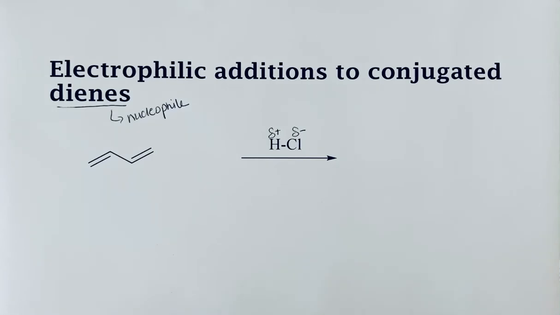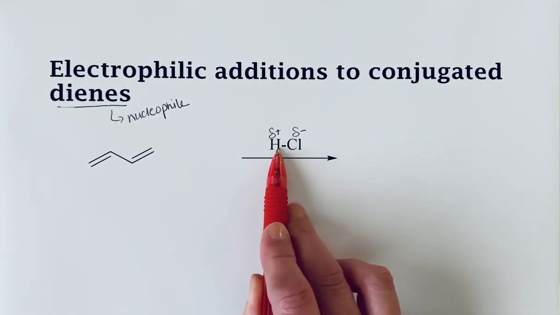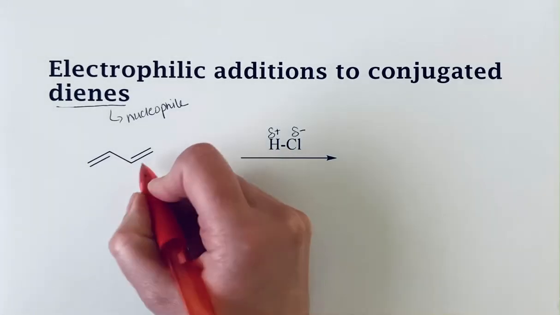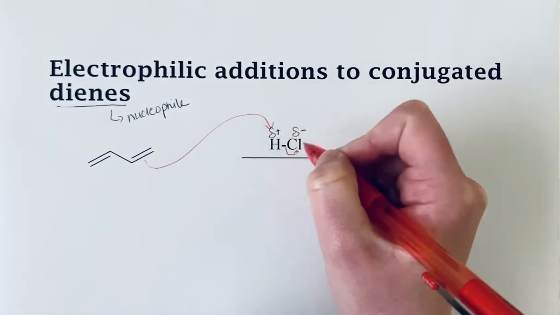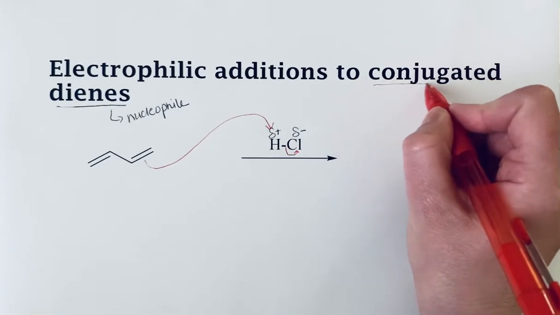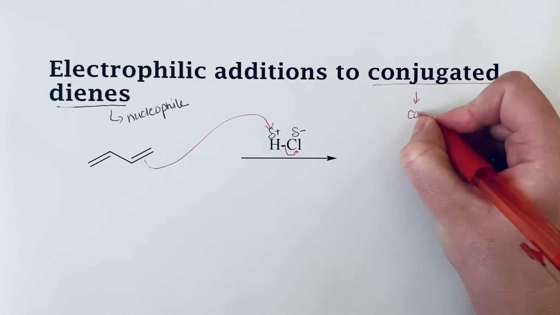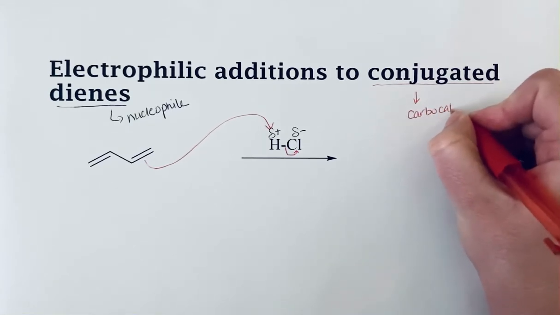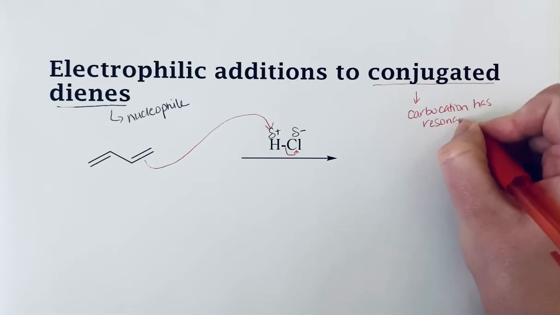And so the first step of this mechanism would be the attack of one of these two pi bonds on that positively charged hydrogen. And then we will break the bond between the hydrogen and the chlorine. And so the additional thing that we need to consider here is, because this is a conjugated system, that means that our carbocation is going to be resonance stabilized. So our carbocation will have resonance.